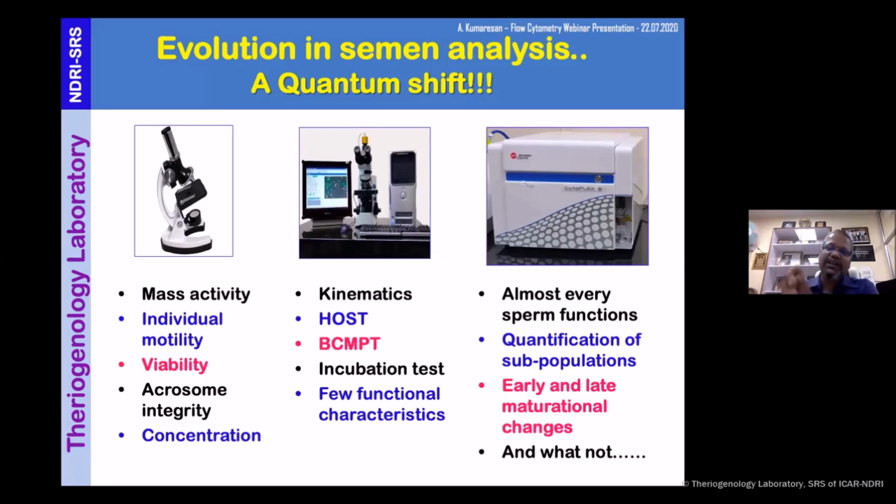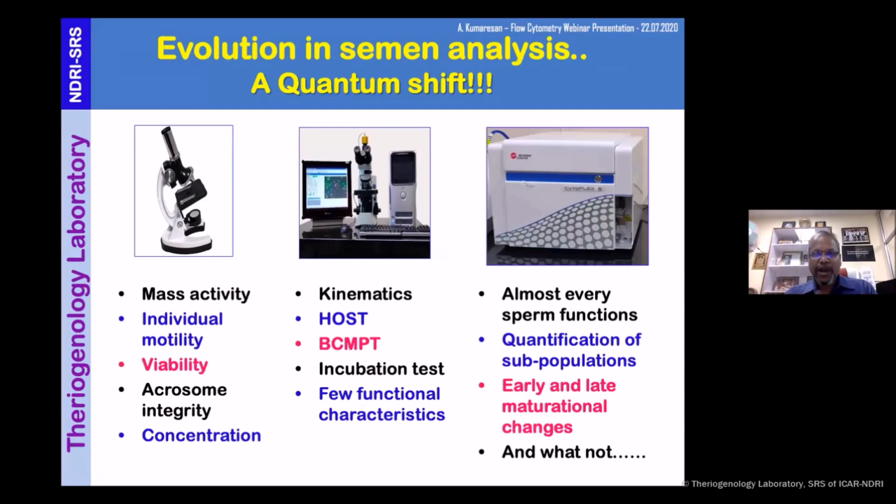Now the time has come. Then CASA came, and till now CASA is not accepted for fertility prediction. It's just a machine which gives kinematic information about sperm motility, that's all. Then we entered into the kinematics and some membrane integrity tests based on the routine tests, HOST, BCMPT and other things. And after that, we entered into flow cytometry. So what does flow cytometry give? Almost every sperm function and every sperm characteristic I have shown can be quantified in a short amount of time. Subpopulations, name any subpopulation, it can be quantified. Even maturational changes and whatnot, name anything, that can be quantified.